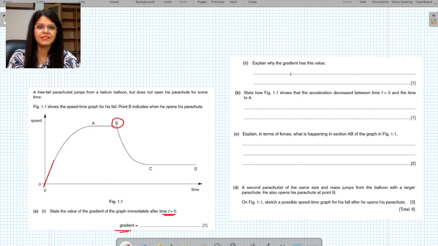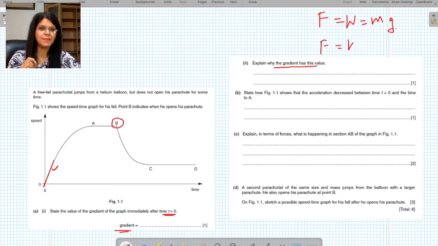So explain why the gradient has this value. Because it's the acceleration of free fall. You have just taken a fall. The only force acting on you is your weight. The formula for weight is mg, right? Another formula for force that we know of is ma. Compare these two entities. So the acceleration on you is g, right?